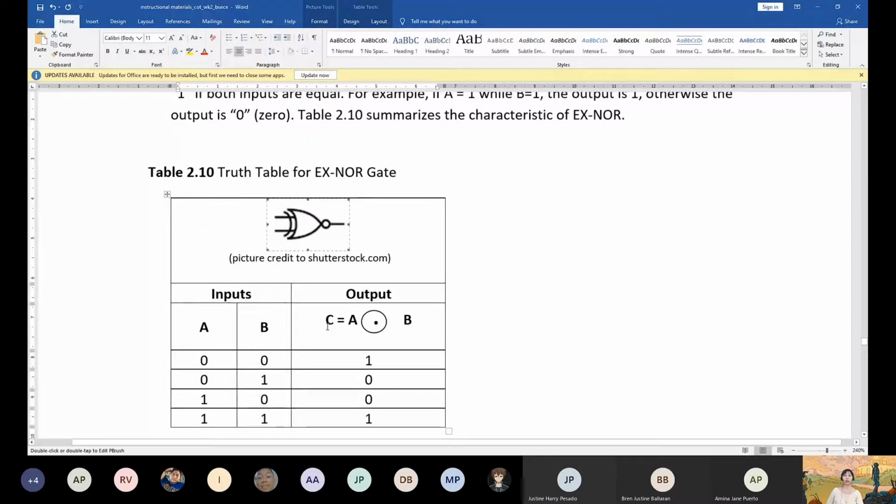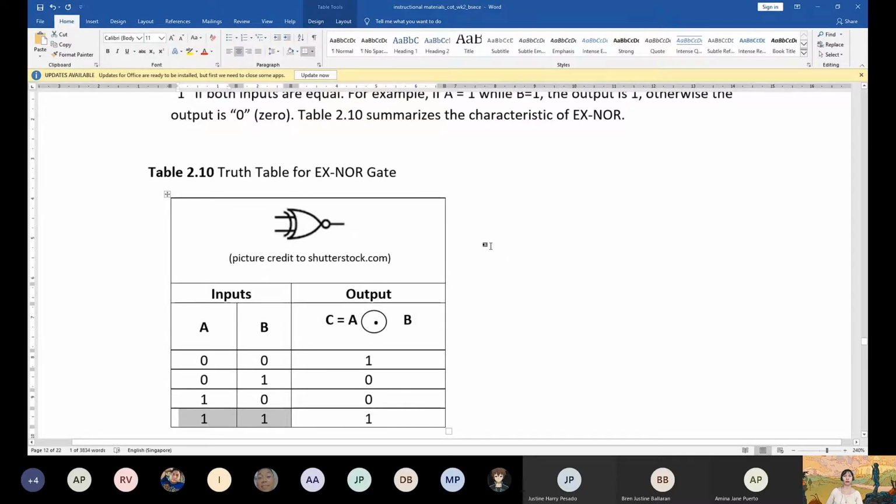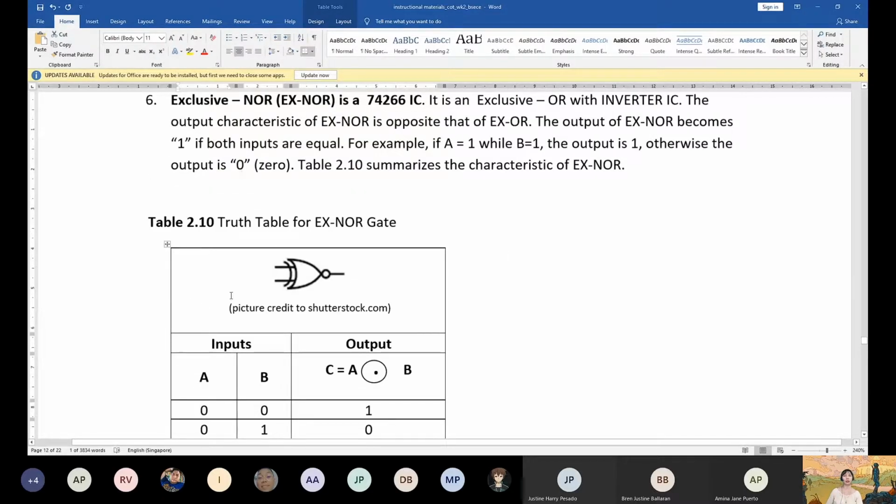So for XNOR, whenever the inputs are the same, that's when you'll have an output of 1. If both inputs are 0, you'll have an output of 1. Both inputs are 1, you'll have an output of 1. Okay, so that is XNOR. In terms of Boolean algebra, whenever you have the statement A prime B prime plus AB, you may use an XNOR gate. But if you're not able to buy an XNOR, you may use XOR plus an inverter.